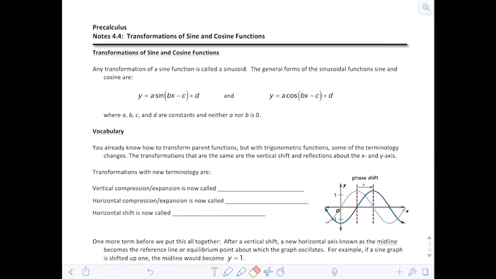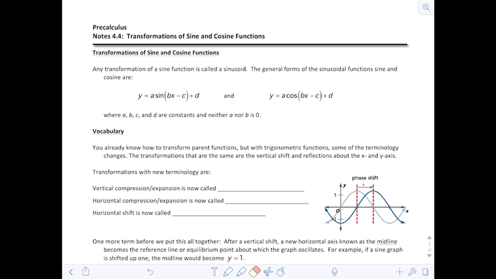Okay, 4, transformations of sine and cosine functions. So we've talked about the parent functions for sine and cosine, and now we're going to look at doing some transformations where we do some vertical compressions and stretches, horizontal compressions and stretches, and then we do some shifting both vertically and horizontally.